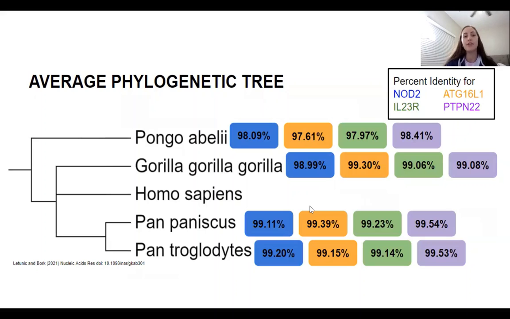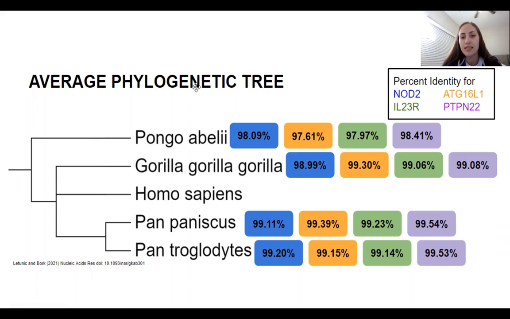Moving on to the average phylogenetic tree. So we made this tree to better picture the relationship between Homo sapiens and the members of the great ape family that we studied. And as you can see, the percent identity for all of these genes studied is very high. We have percents ranging from over 99% to just over 97%, so very close identity.